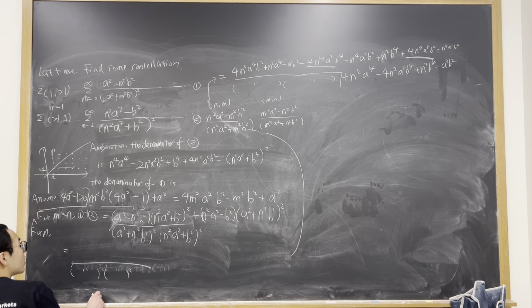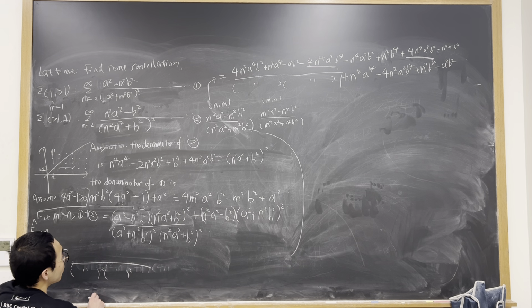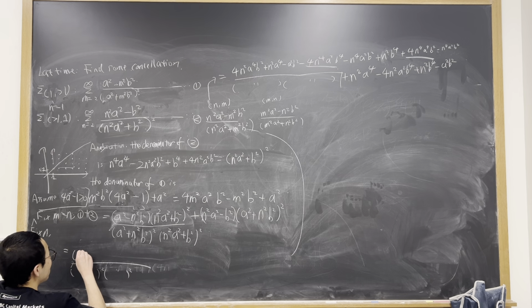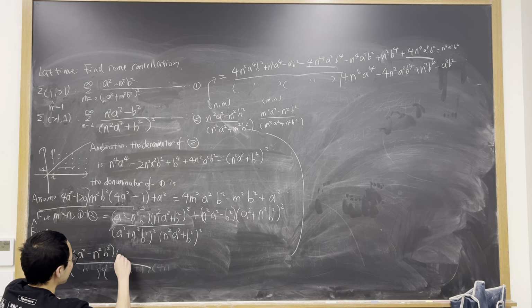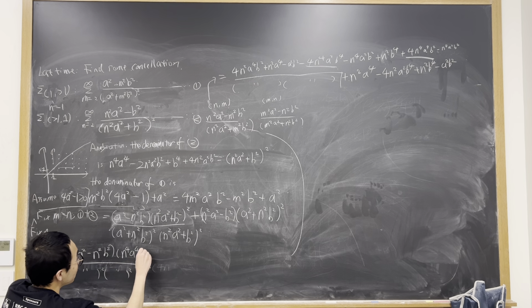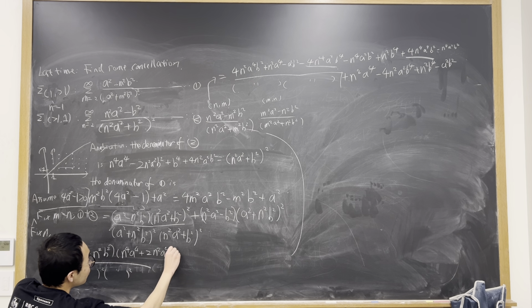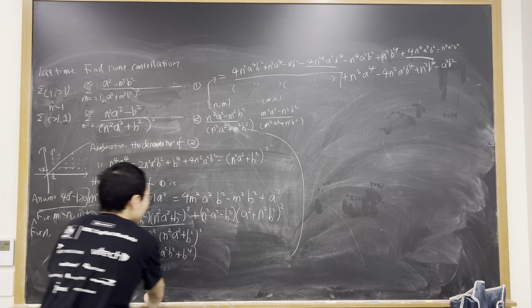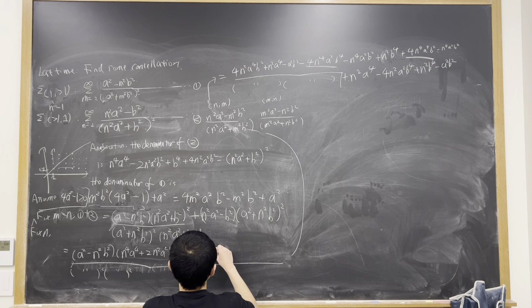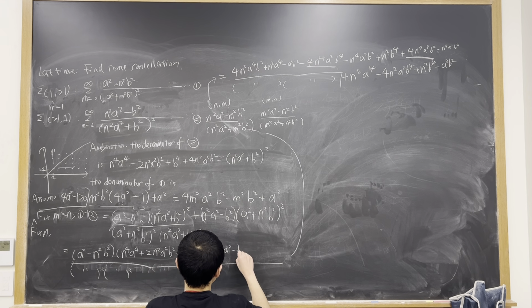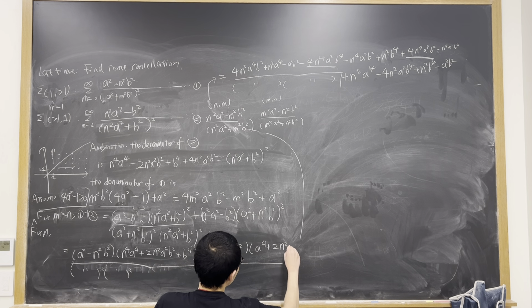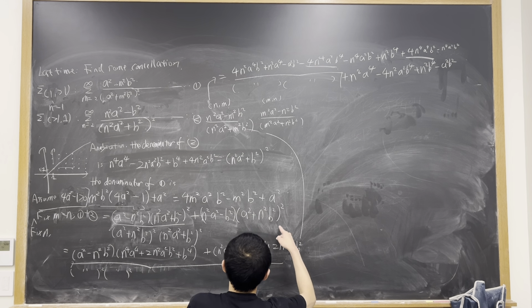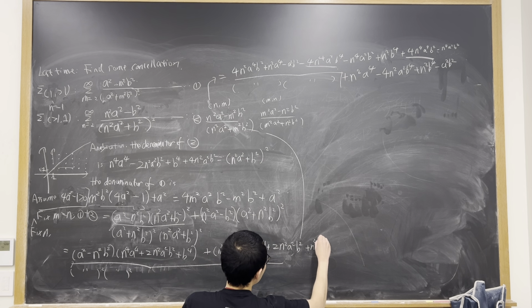So for the numerator, what I have is a squared minus n squared b squared times n to the first power a to the first power plus 2n squared a squared b squared plus b to the first power, and then plus n squared a squared minus b squared times a to the fourth power plus 2n squared a squared b squared plus n to the fourth power b to the fourth power.